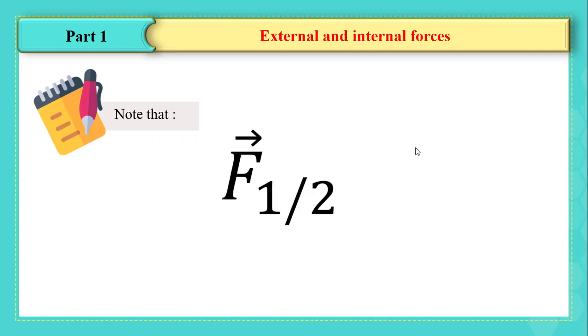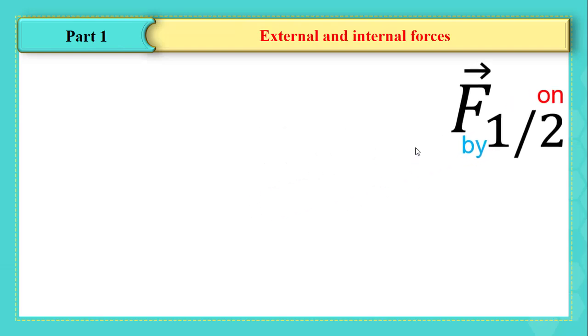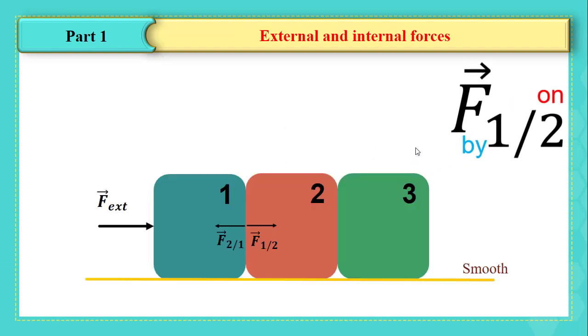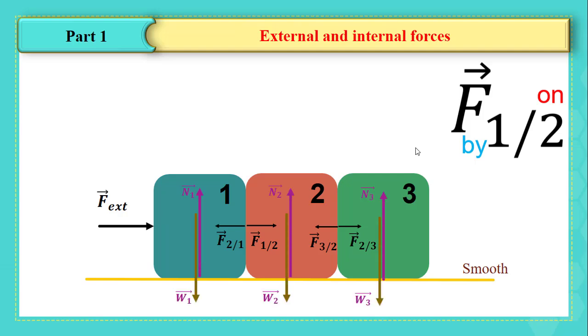Note that the symbol F1 on 2 means that the force is exerted by 1 on 2. Each block exerts a force on the block just beside it. For example, block 1 exerts a force on block 2, which is called F1 on 2. At the same time, block 2 exerts a force on block 1, which is called F2 on 1. And in the same manner, the forces of interaction between blocks 2 and 3 are drawn. We don't forget also the weight and the normal reaction of support for each block.